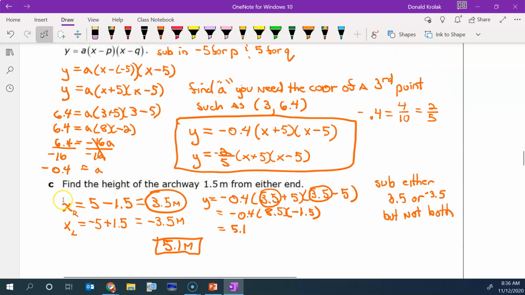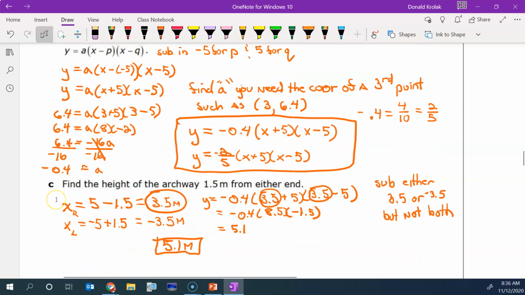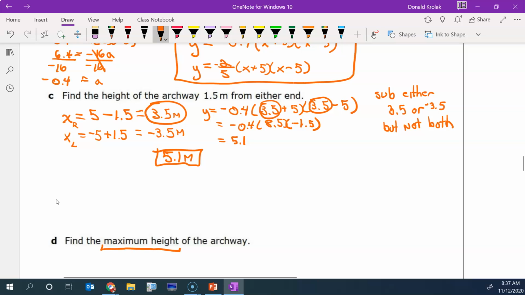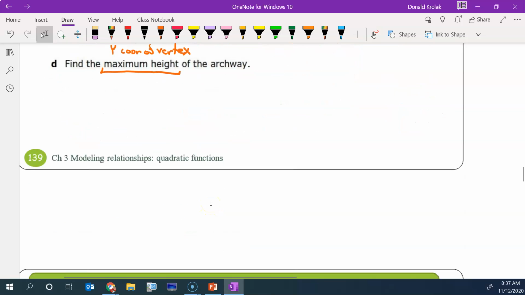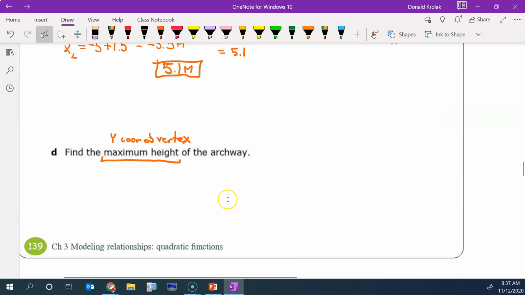Okay, now find the maximum height of the archway. Well, that's going to be our vertex. It's going to be the y coordinate of our vertex. So now we need to do the vertex. Okay, so that's this part here. Find halfway between the two intercepts. We already did it, it was 0.